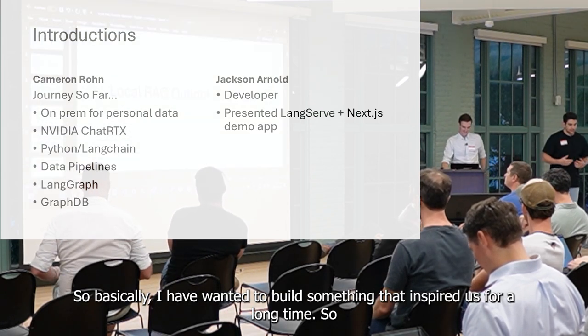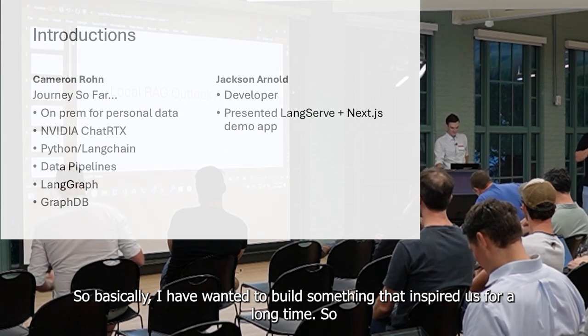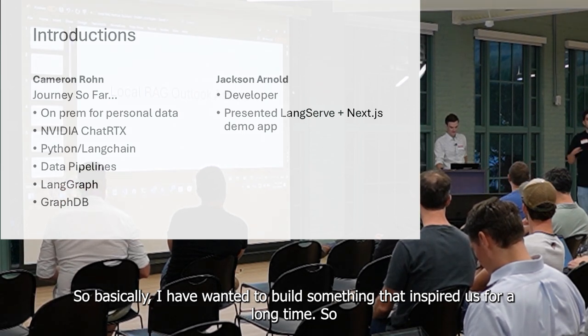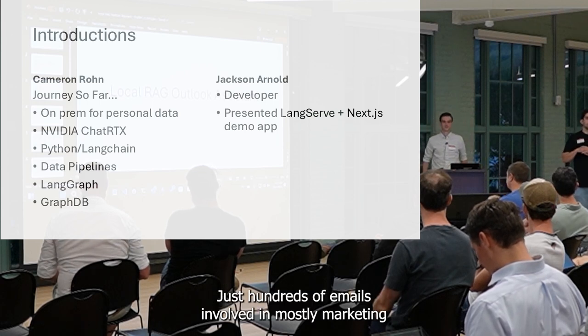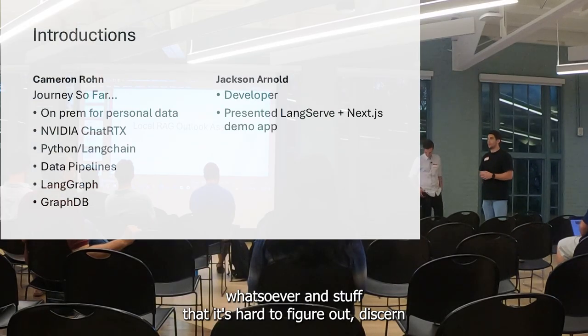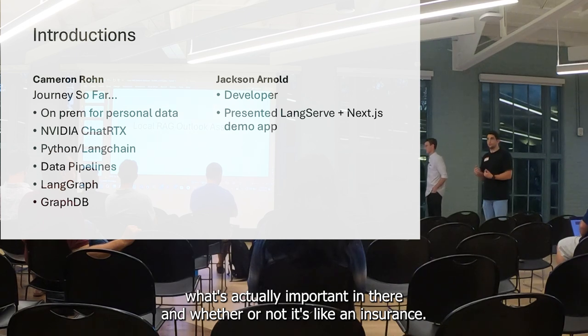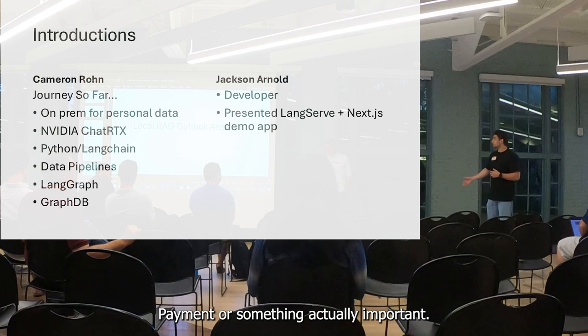So basically, I have wanted to build something that manages my emails for a long time. My email right now is just junk, mainly my personal email. Just hundreds of emails flowing in, mostly marketing, a bunch of random stuff that makes it hard to discern what's actually important in there, and whether or not I'm going to miss an insurance payment or something actually important.